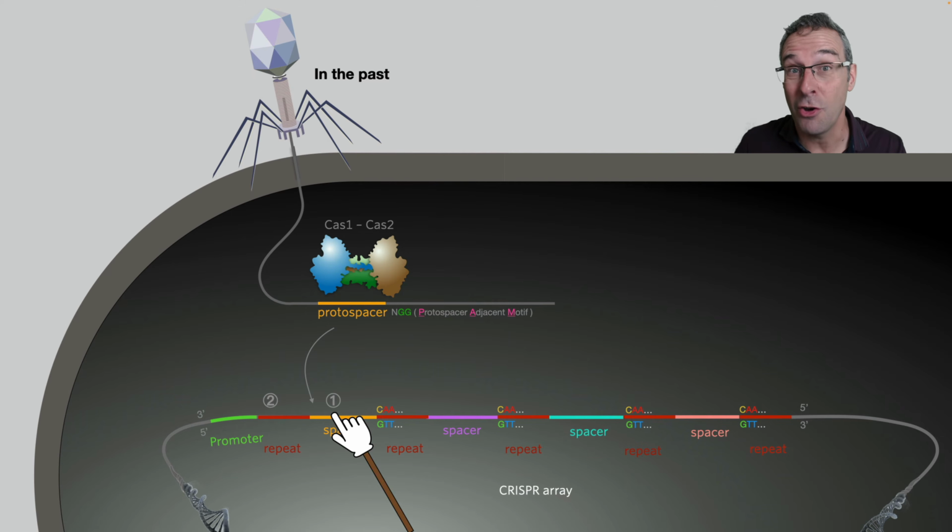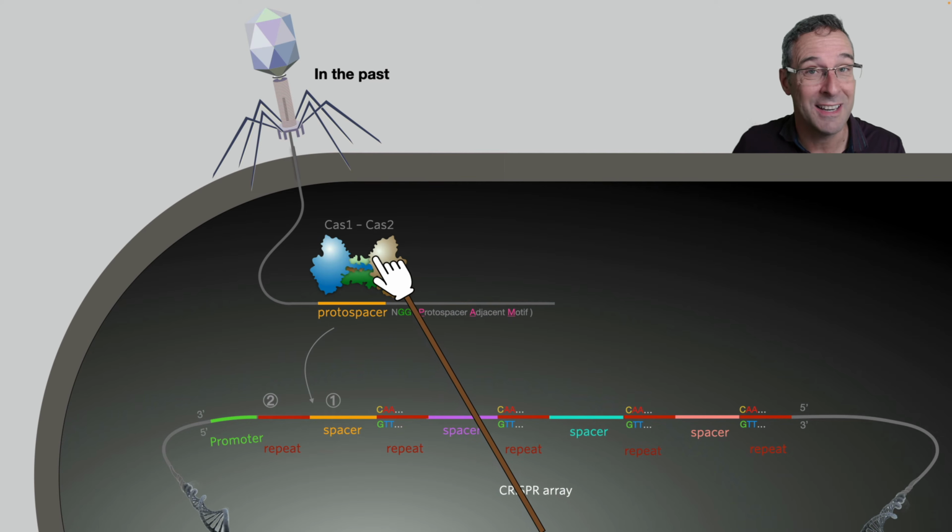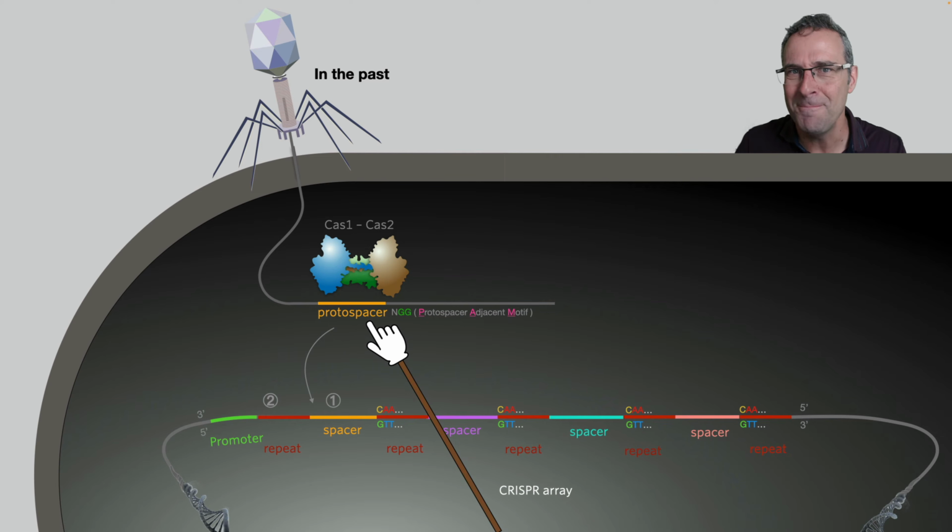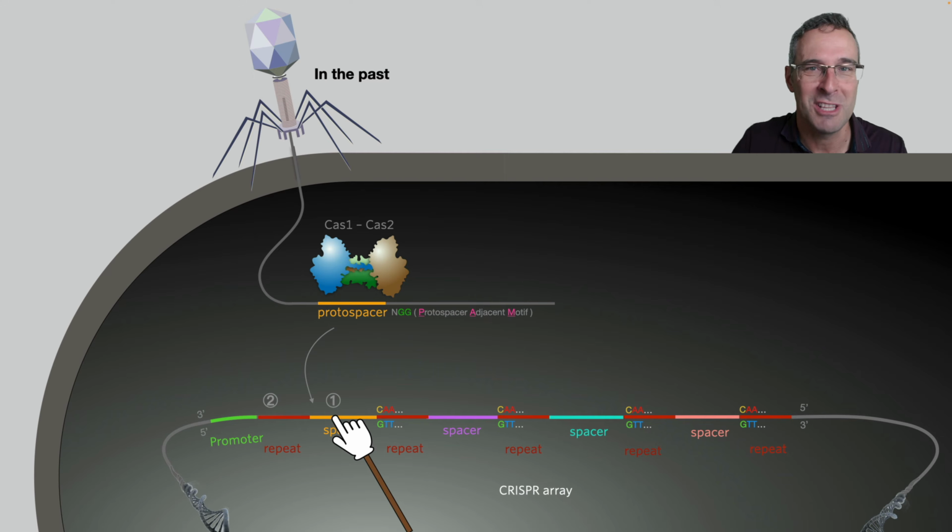The term proto means ahead of or before, and that's exactly what happens. These enzymes Cas1 and Cas2 identify this and think, well, that would be a suitable spacer. Let's turn it into a spacer. So it's a protospacer, and they make it into a spacer. Of course, they don't really think anything. They're enzymes, they don't have brains, but you get the point.